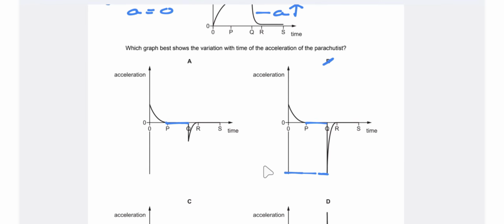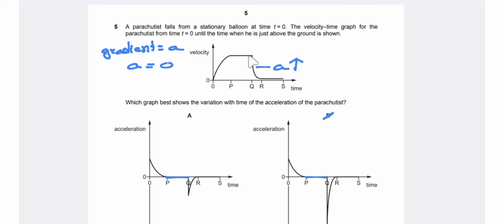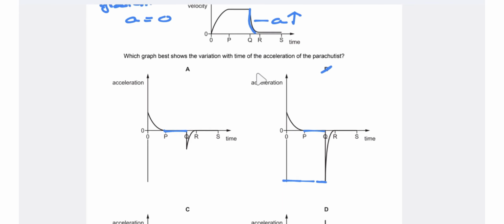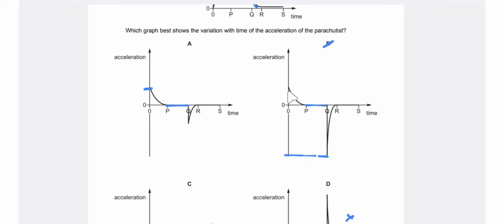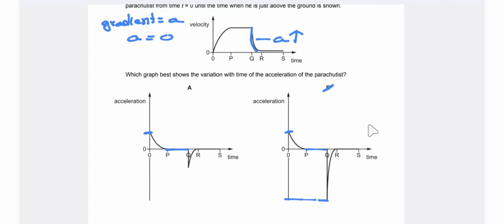So there is a higher value, and the acceleration should be negative. Here the acceleration is negative and must have a higher value compared to this region. The acceleration should decrease from a negative value. So the answer should be B. Then for a horizontal line, the gradient is 0, so acceleration is 0.